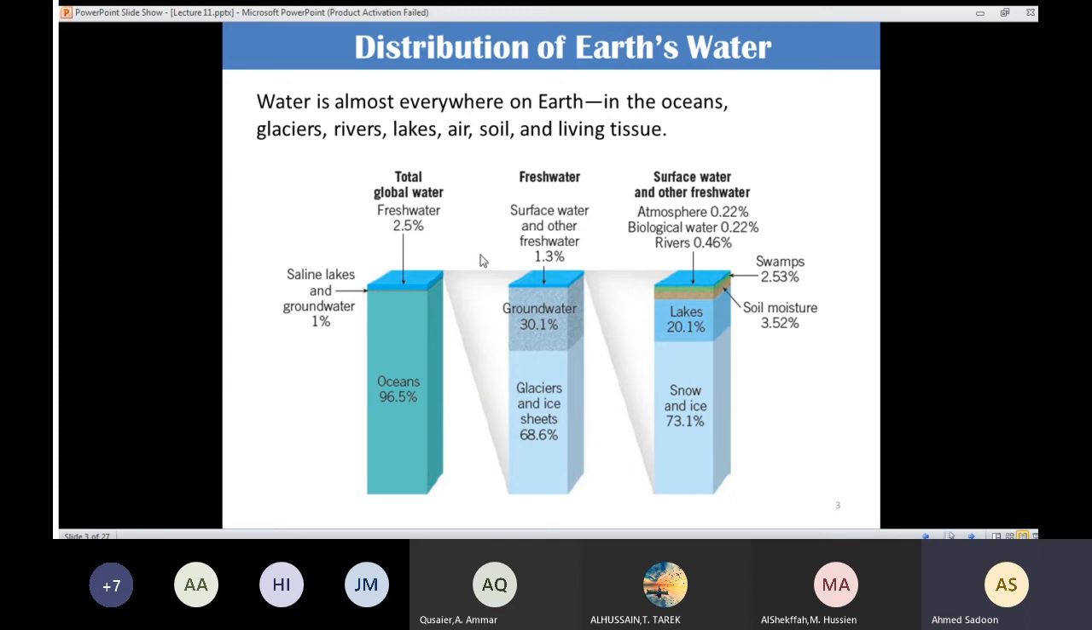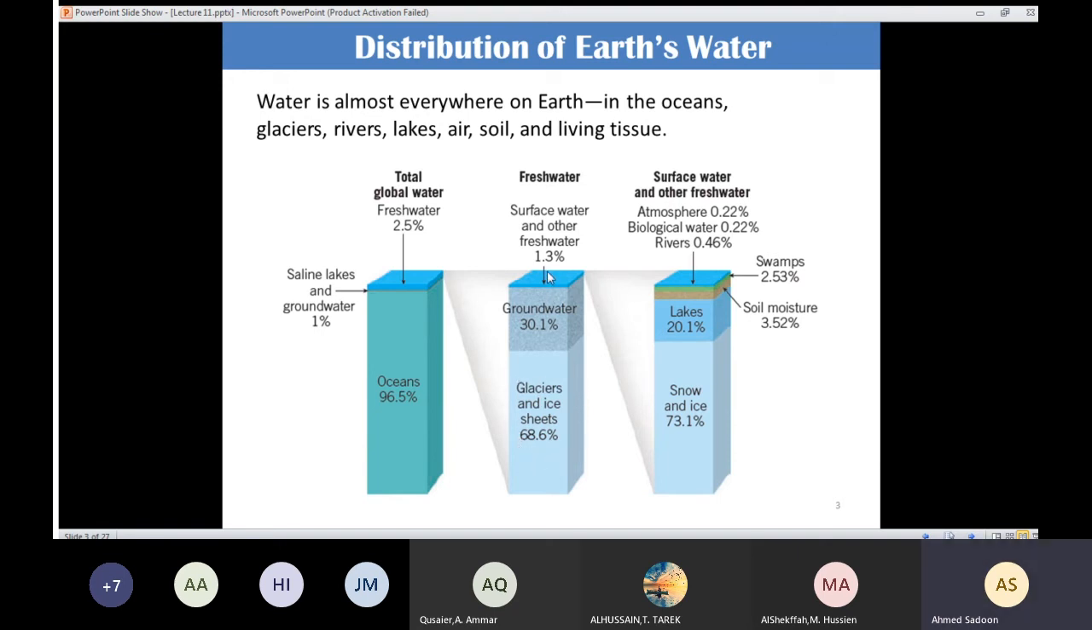Okay, so within the 2.5%, we have 1.3% surface water, 30% groundwater, and 68.6% glaciers and ice sheets, which means that most of the fresh water is locked in the glaciers and ice sheets, and it's very difficult to obtain the fresh water from the glaciers.